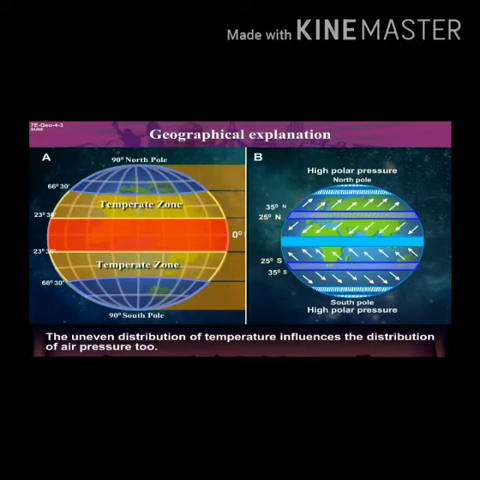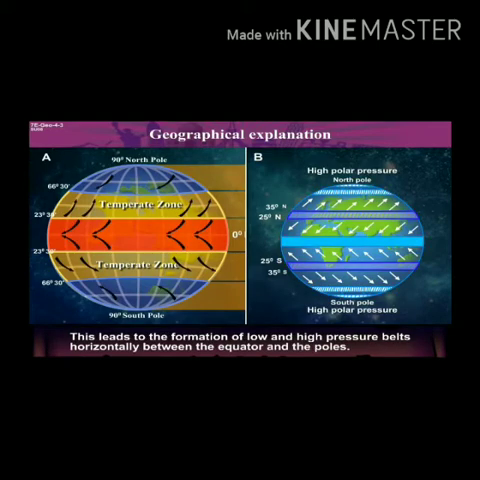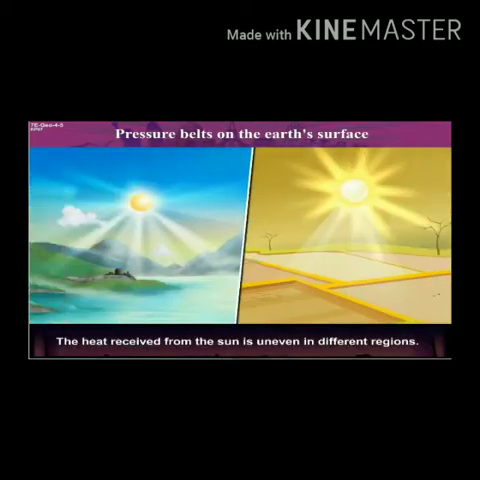The uneven distribution of temperature influences the distribution of air pressure too. This leads to the formation of low and high pressure belts horizontally between the equator and the poles. Pressure belts on the Earth's surface.